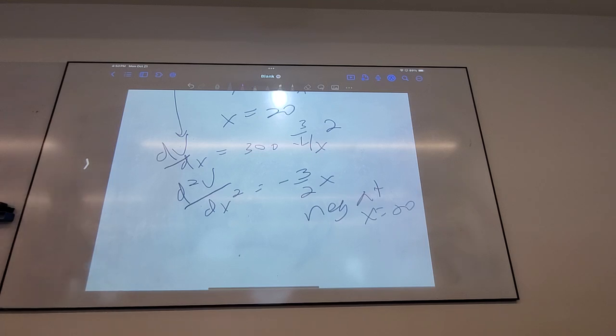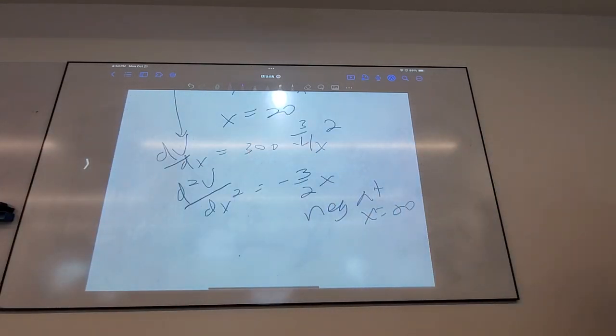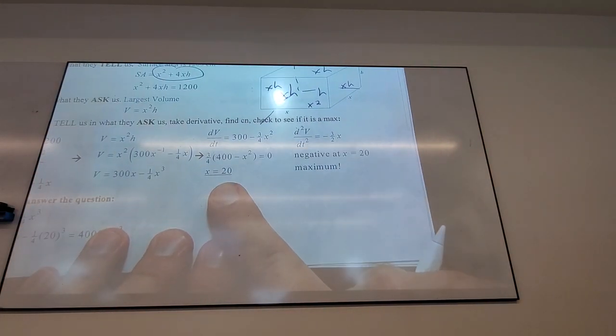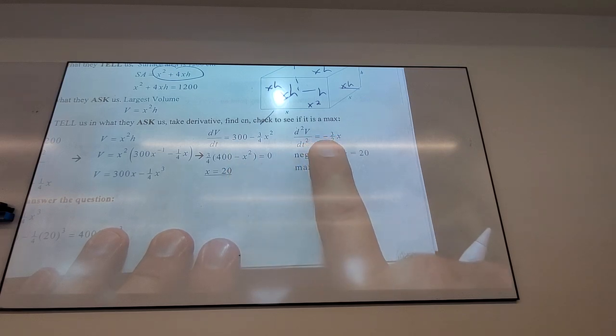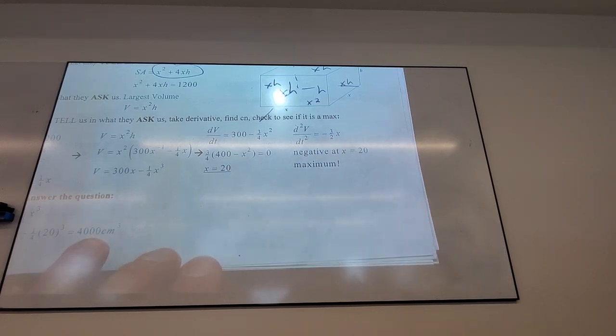So looking back at this handout, now you all understand what I did. Here, I got the 20, and then I did the second derivative and saw that it's negative at x equal 20, so that means it's a maximum.